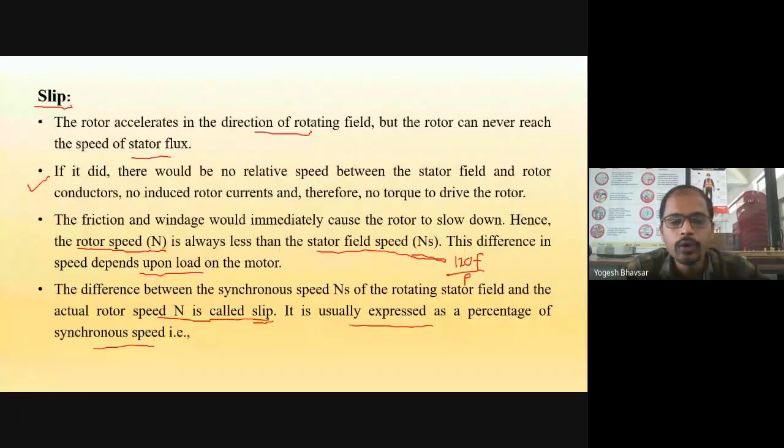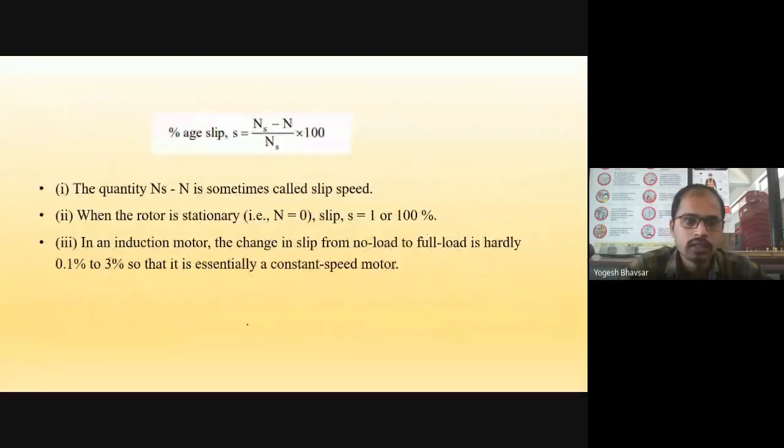And when we want to express it in terms of percentage, it can be expressed in this form. Percentage slip S is equal to Ns minus N divided by Ns multiplied by 100. So by this formula, we can calculate the percentage slip. And the fractional slip is simply S is equal to Ns minus N by Ns. So this is the fractional slip.